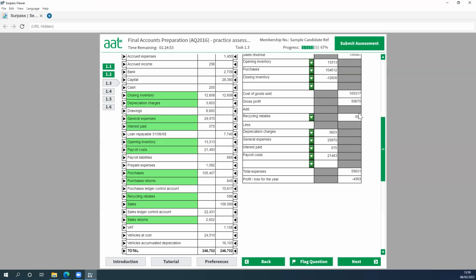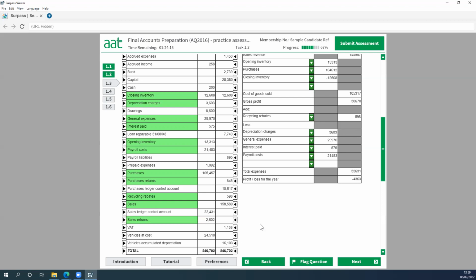So if you add your rebates figure to your gross profit, 50,670, so 50,670 plus your recycling rebate, that additional income that you got, which gives us 51,268. But our expenses are 55,000, so minus 55,631 means this particular year they've got a loss of 4,363, which isn't good, is it? So they're running at a loss for that particular year.